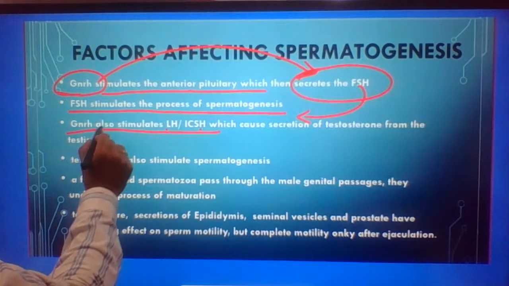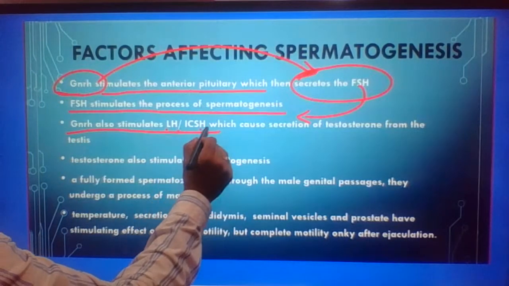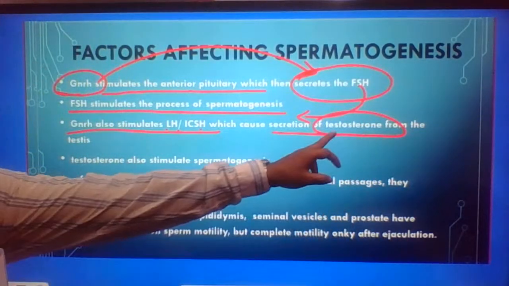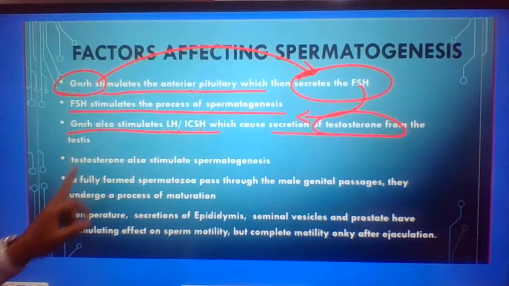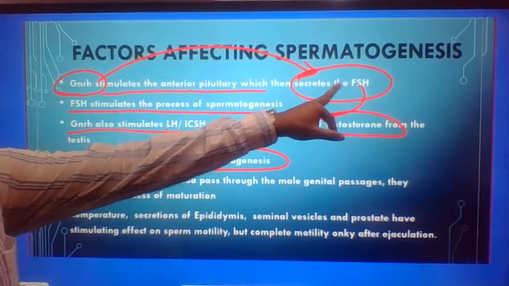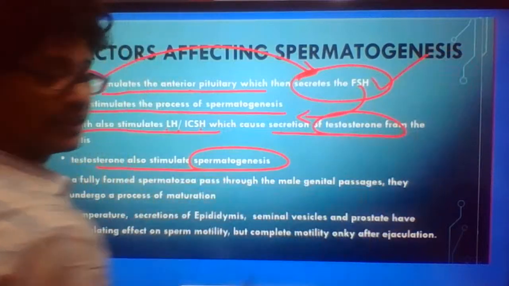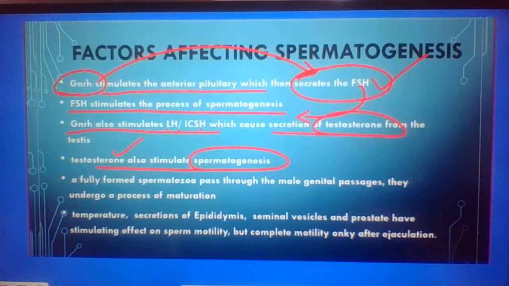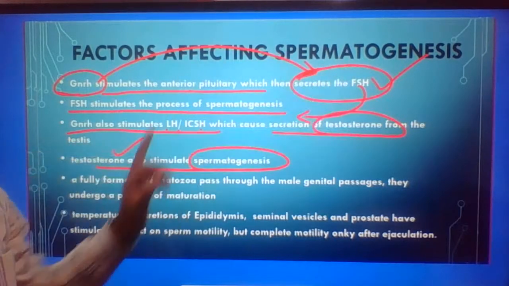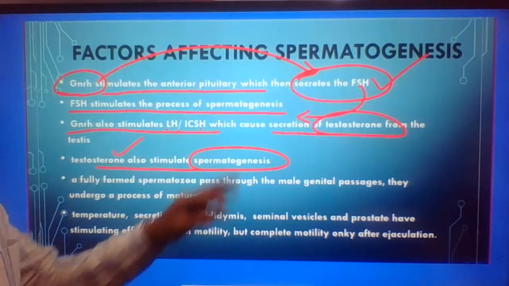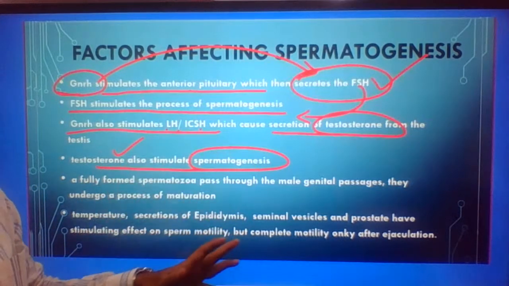So GnRH stimulates LH and ICSH, which cause secretion of testosterone from the testis, the androgens I told you about already. Testosterone also stimulates spermatogenesis. So there are two factors: one is the follicle stimulating hormone, the other is testosterone. If there is a problem in either hormone, the male will be affected and spermatogenesis is affected, so definitely the sperm count will be reduced.